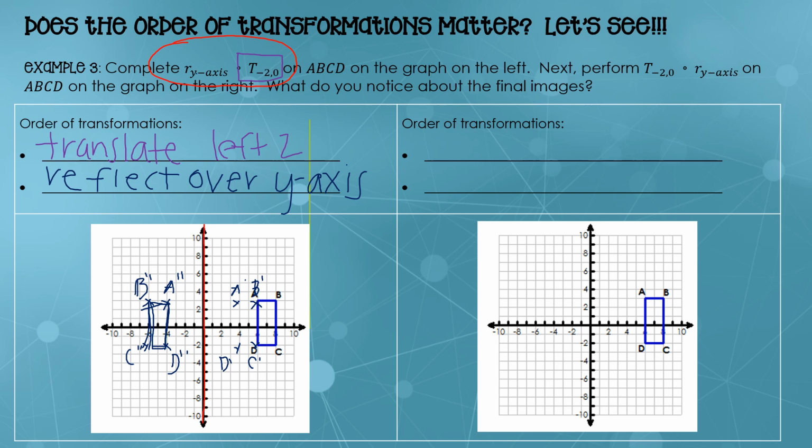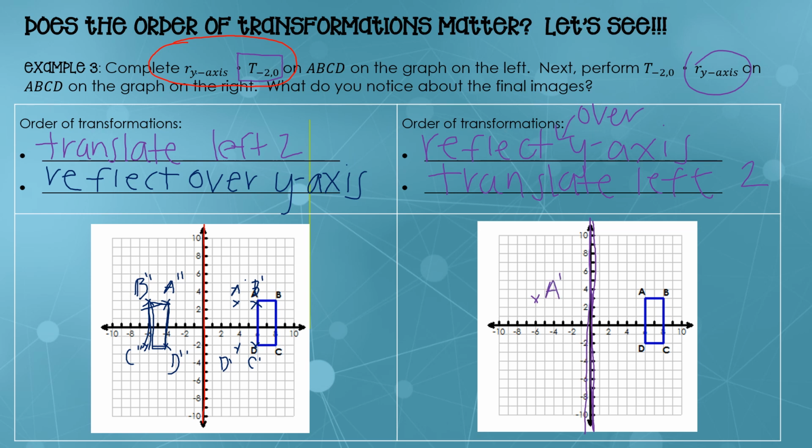We're going to do the same thing for the next one, but we're going to do it in reverse order. This time, we're going to reflect over the y-axis. I forgot to write over. And then we're going to translate left 2. All right, so I'm going to count. When I reflect A over the y-axis, let me go ahead and draw that so you guys can see that vertical axis. A is 6 to the right. I'm going to go 6 to the left, which is going to put it right here at -6, 3.